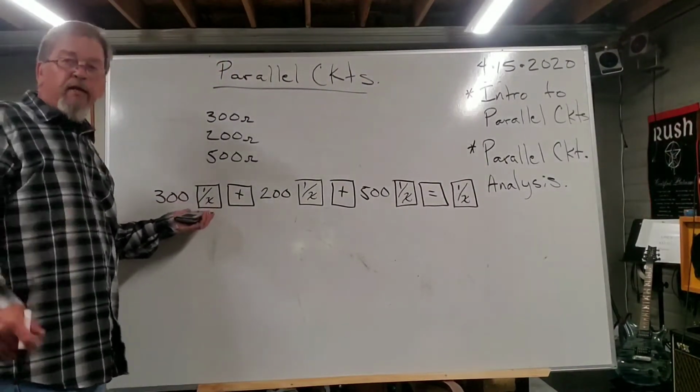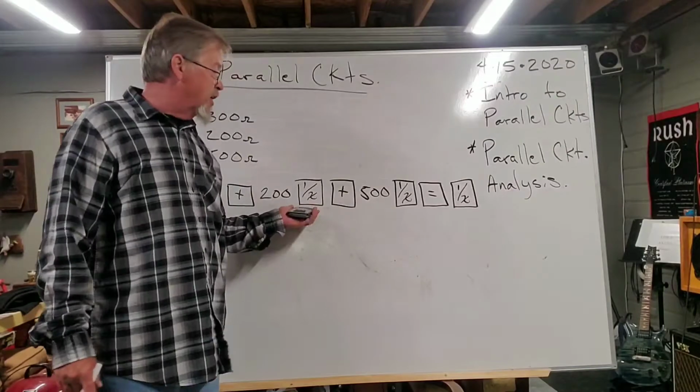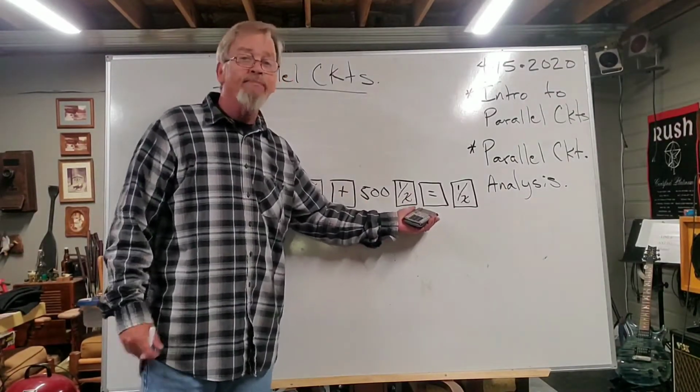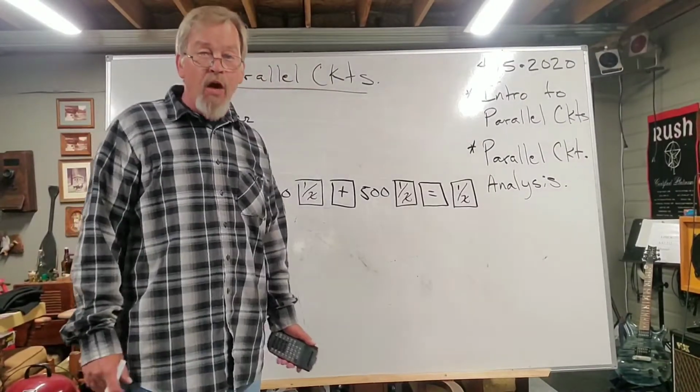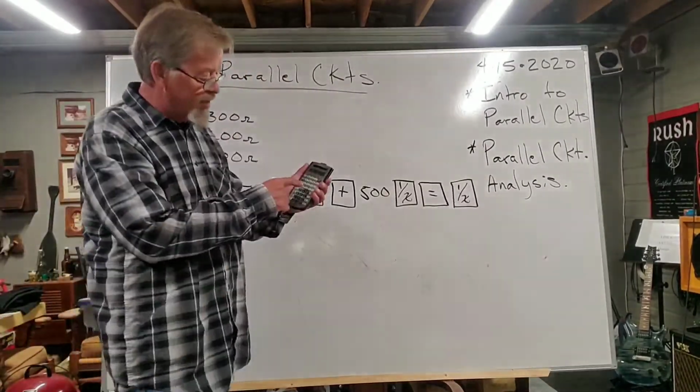So 300 1 over, that gives me the conductance, plus 200 1 over, the conductance, plus 500 1 over, the conductance, and I equal it all up. That gives me total conductance, and then I have to 1 over X it one last time to convert it back to resistance. All right? So run through this a couple of times. Make sure that you got that 1 over X key.